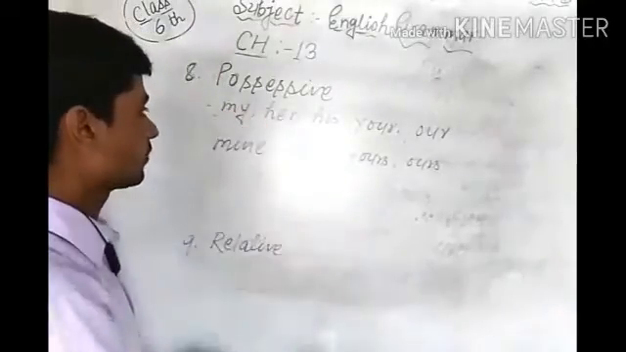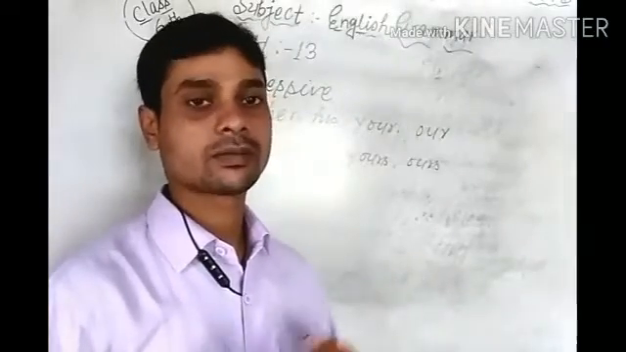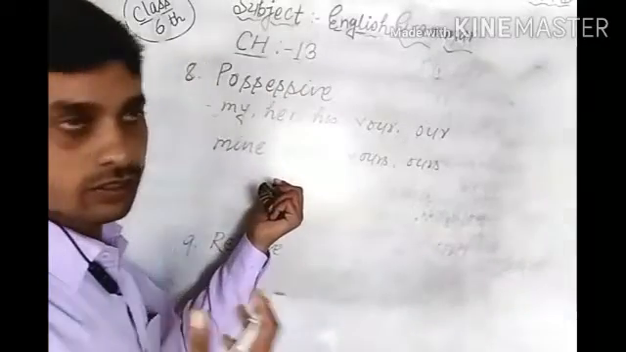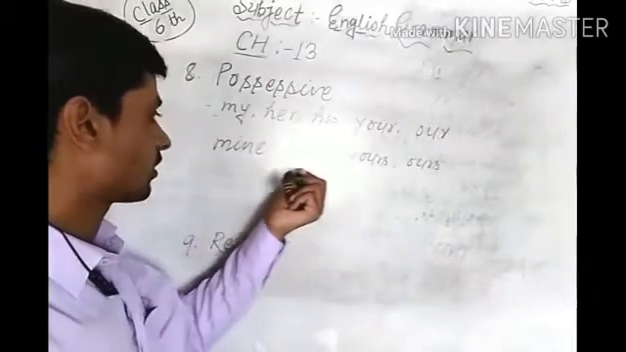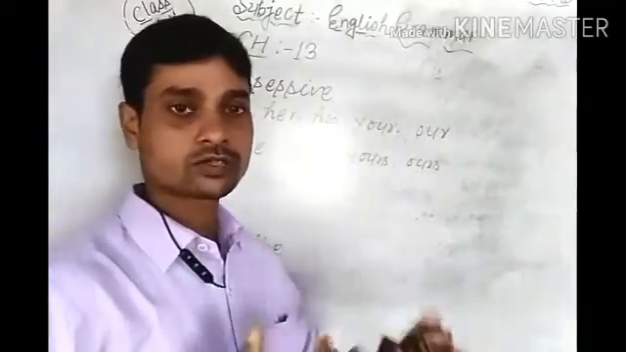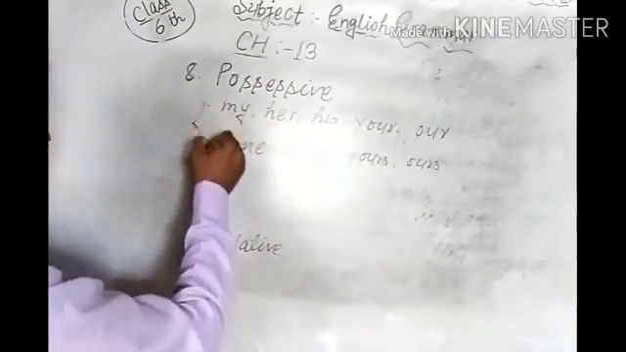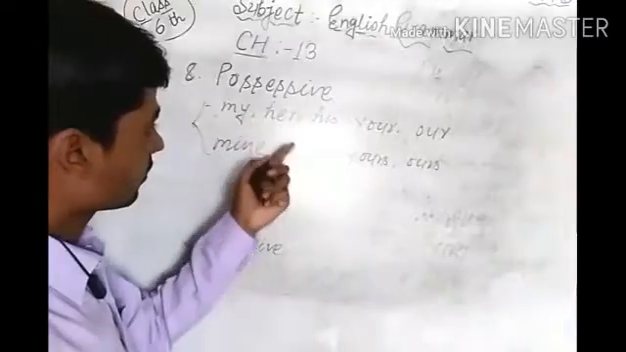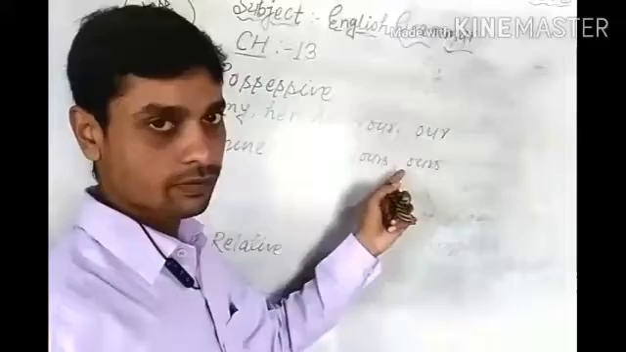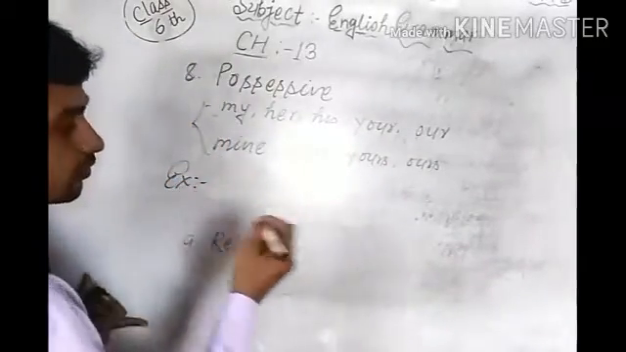The first type is my, her, his, your, our. These types of words indicate about the possession, adhikar, and these words are also a type of possessive: mine, hers, yours, ours. These words also indicate possession. But what is the difference between both of them? My, mine, her, hers, his, his, your, yours, our, ours. You can understand with an example.